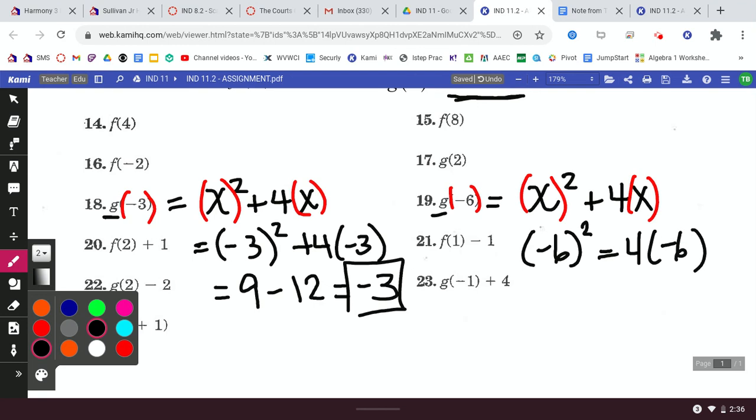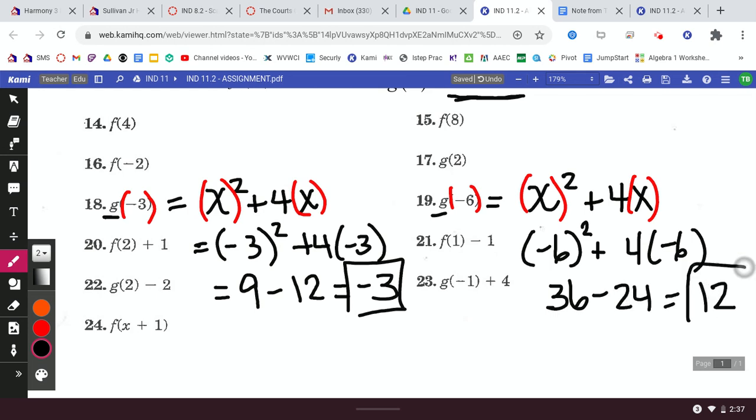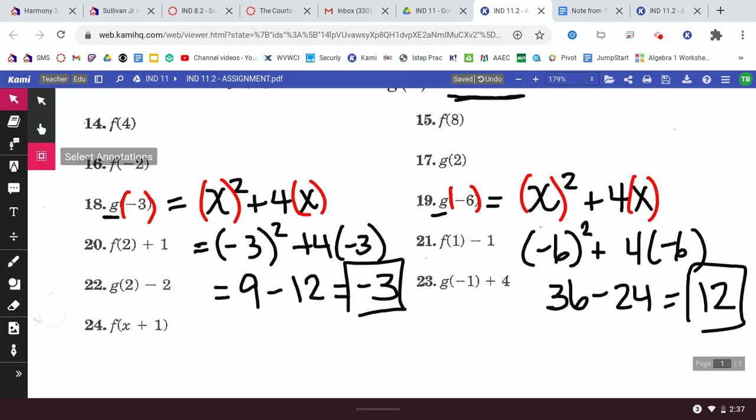All right, negative 6 times negative 6 is positive 36. Oh, I put an equal sign, or I put 2 minus signs. I'm not quite sure what I was doing there. I was thinking and talking at the same time. There we go. All right. Positive 4 times negative 6 is negative 24. 36 minus 24 is 12. Okay, any questions on that one?